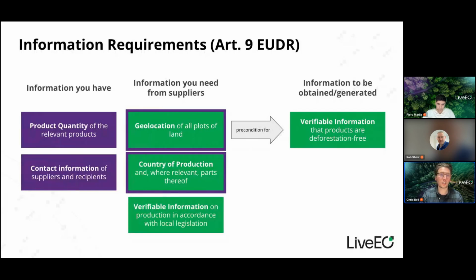So there's the information you have, the information you'll have today, such as the product quantity that you have of the relevant products, and the contact information of your suppliers and the buyers that you're selling onto. And then, of course, there's the information that you're going to need to get as part of the process of EUDR compliance. So you'll need to get the geolocations of all the plots of land. You'll need to know the country of production, of course, flowing from those geolocations. And then you'll have to get verifiable information that production has been in accordance with local legislation.